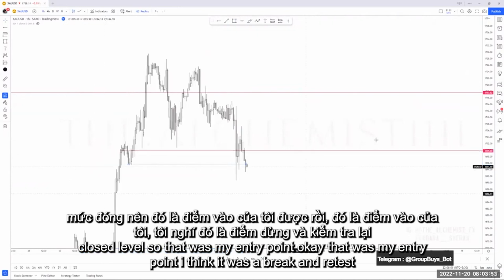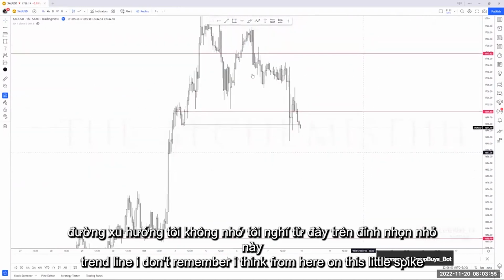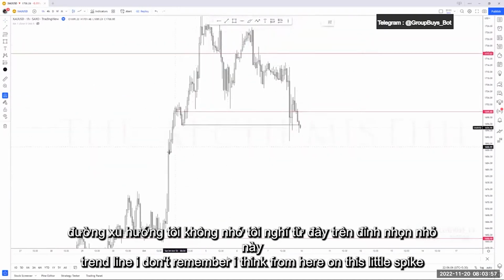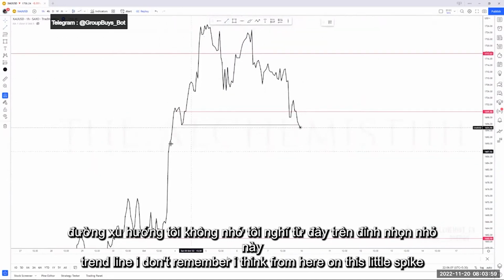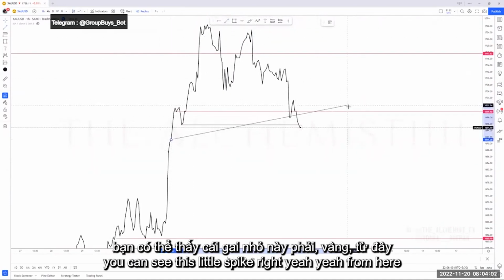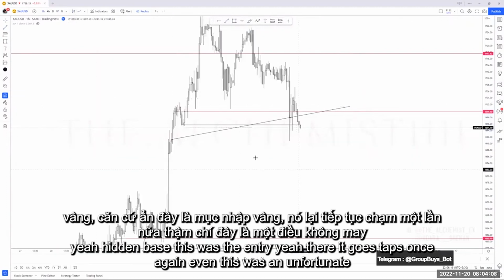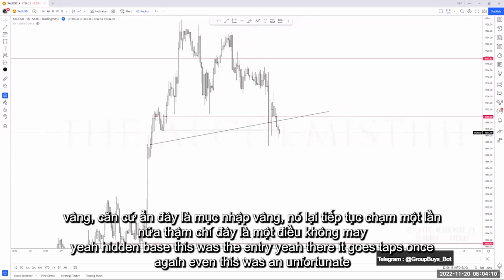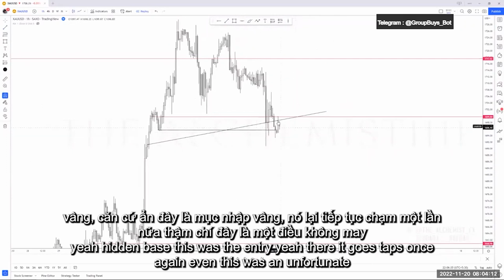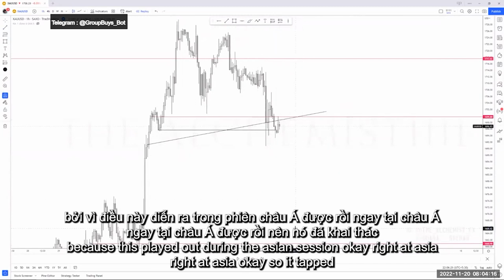So I think it was a break and retest trend line. I don't remember. I think from here, from this little spike. You can see this little spike, right? Yeah. From here. Hidden base, actually. Yeah, hidden base kind of thing. I think this was the entry. Yeah, there it goes. Taps. Once again, even this was an unfortunate trade, because this played out during the Asian session. Okay, right at Asia. Okay, so it tapped.